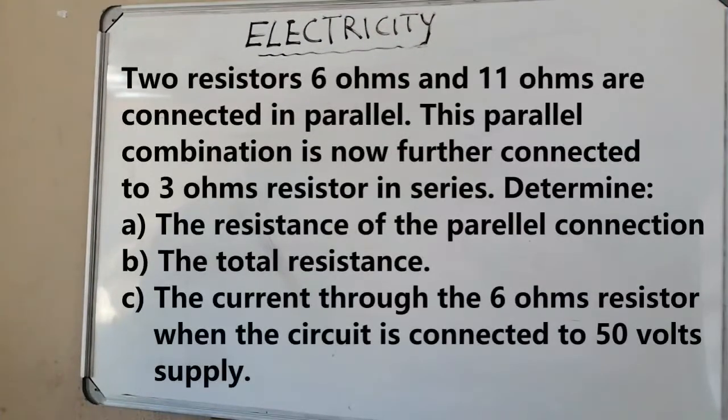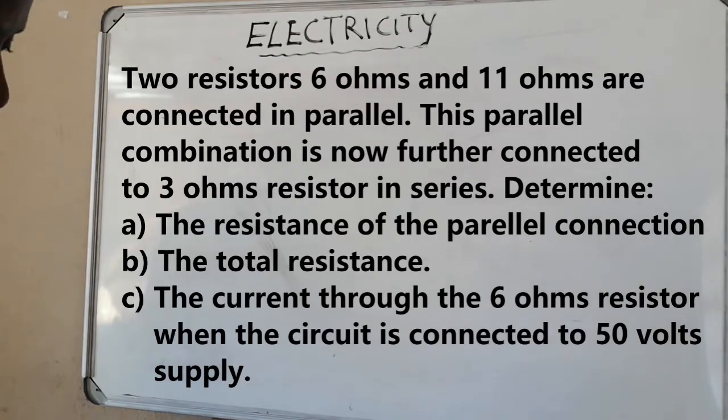This question reads as follows. Two resistors, 6 ohms and 11 ohms are connected in parallel. This parallel combination is now further connected to 3 ohm resistor in series. Determine the resistance of the parallel connection. Then the next question, the total resistance. Then the next question, the current through the 6 ohm resistor.